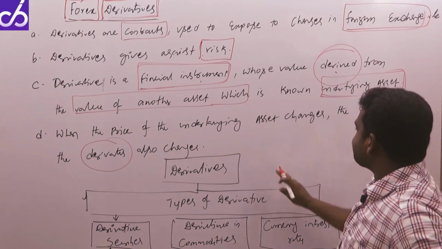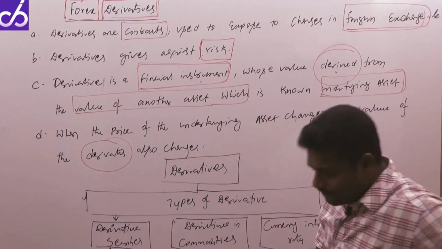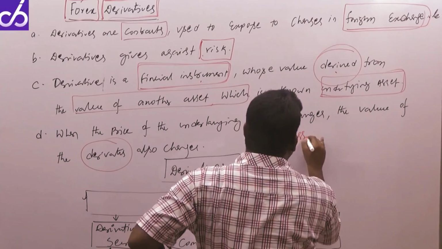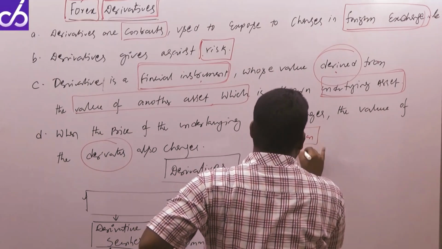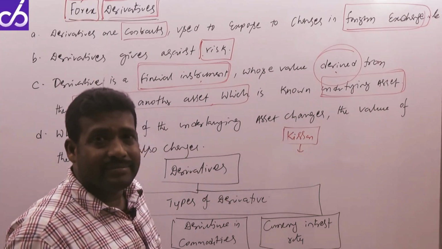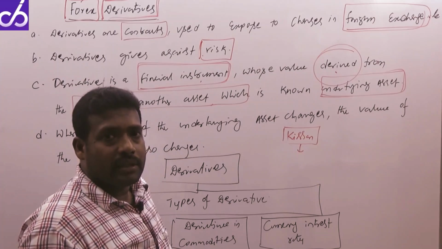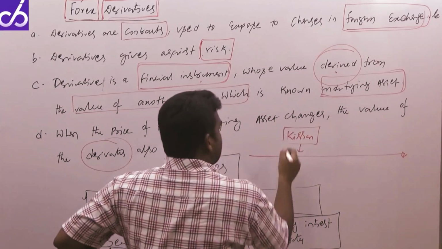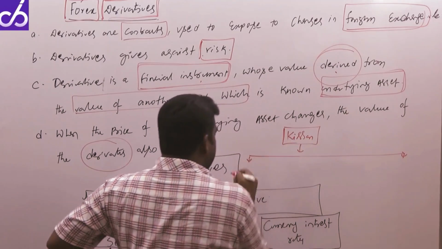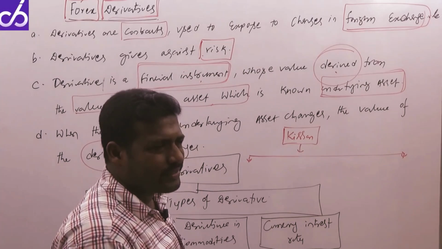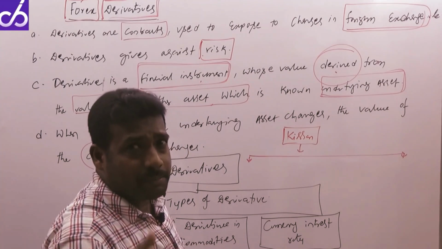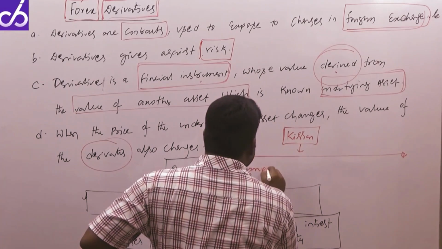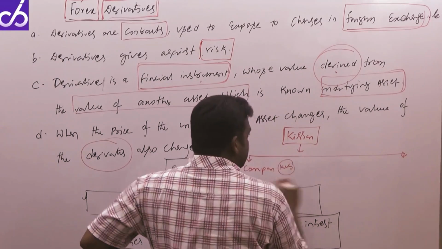Here, suppose, let us take Kisan. Do you know the Kisan company, which produces tomato ketchup? Kisan is a company that produces tomato ketchup. Here there is a farmer.